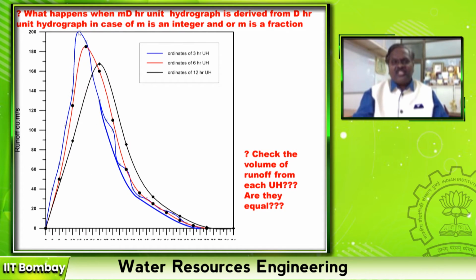But what we have changed is the shape of the hydrograph. When the duration is reduced, the hydrograph will have a larger peak and the base time becomes smaller. Similarly, when you increase the duration of the unit hydrograph, the peak flow reduces and the duration increases.